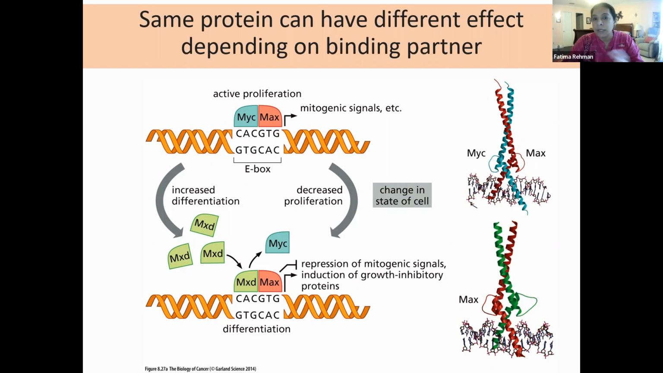So the balance between the amount of MYC and the MXD protein will regulate whether the MAX regulator is acting as a proliferator or a repressor. It can work as both depending on which binding partner it's binding to. Bound to MYC, it's going to activate. Bound to MXD, it's going to inhibit.